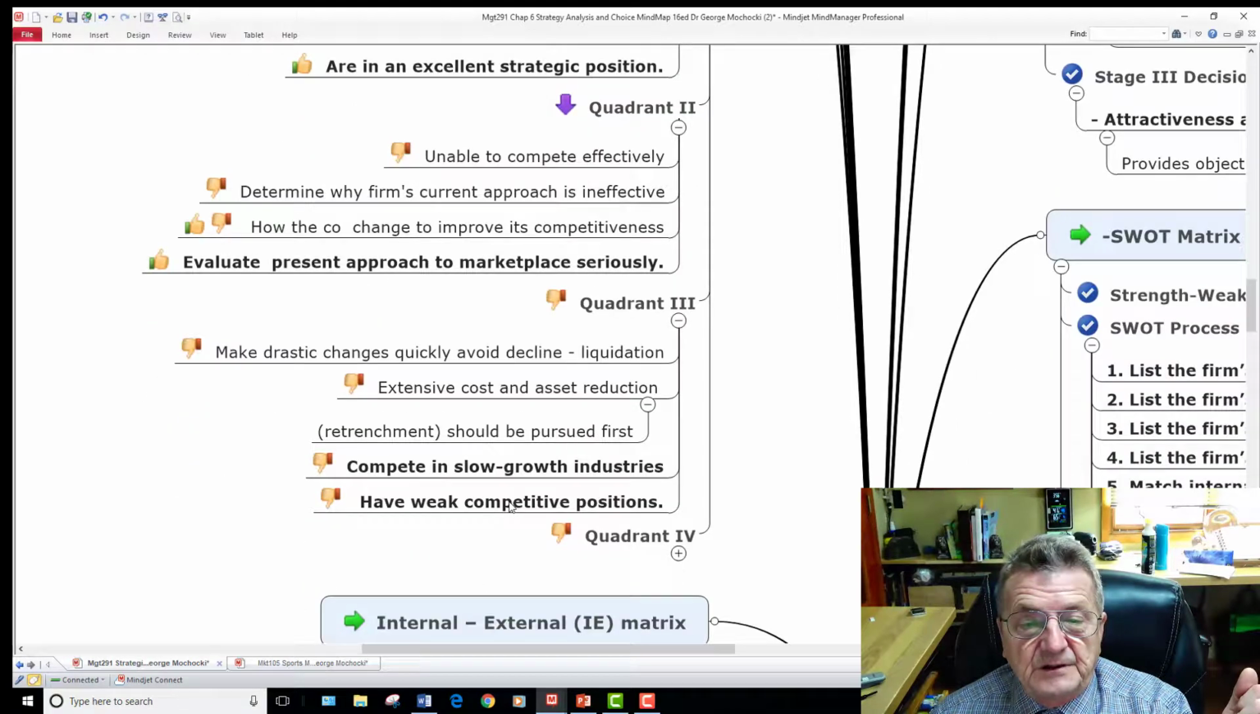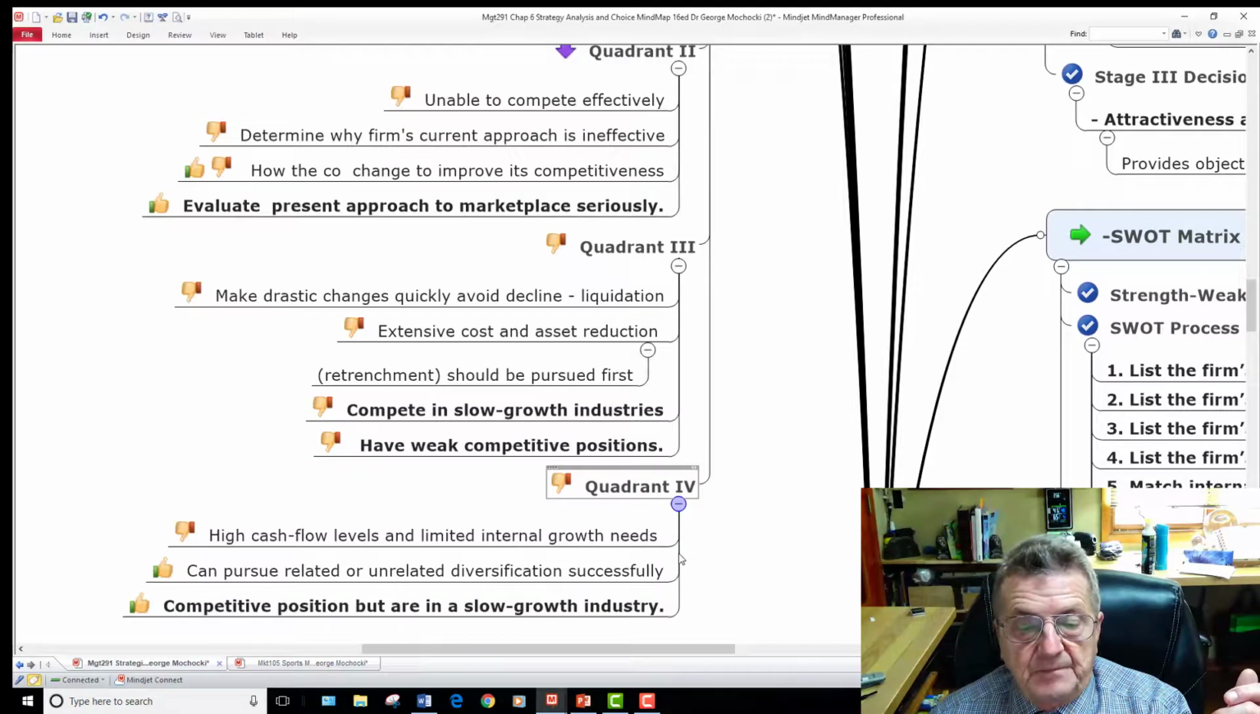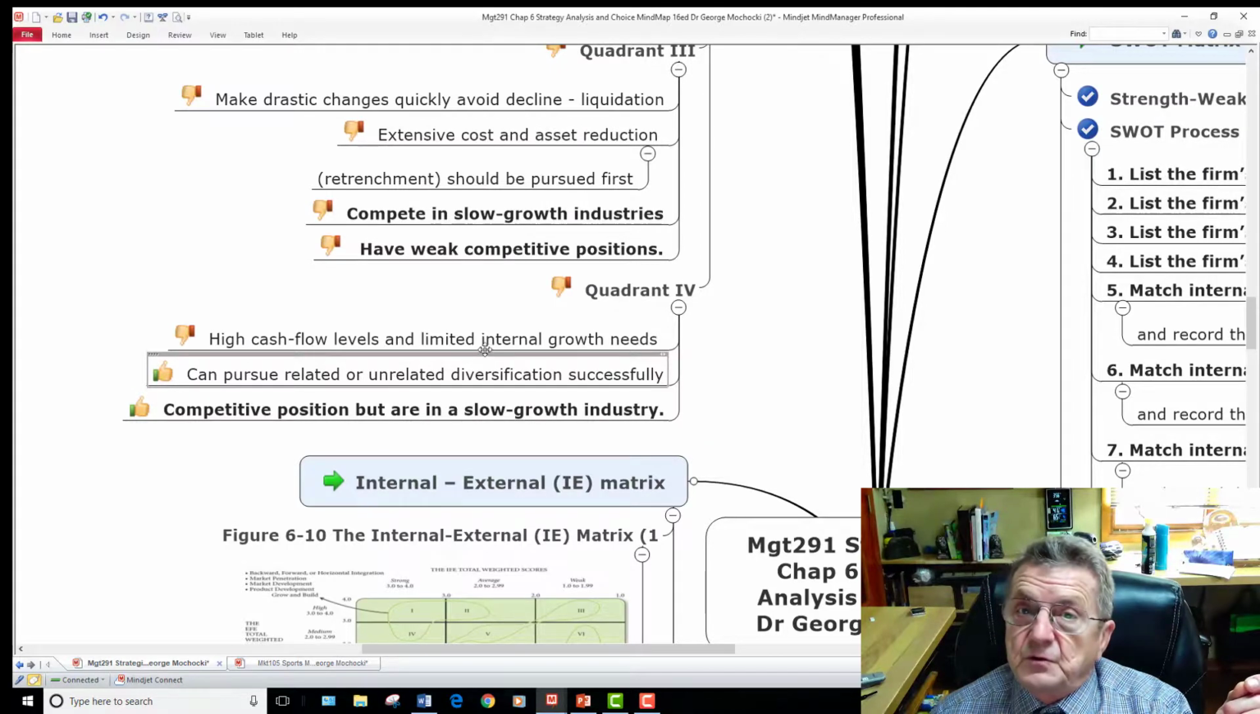Okay? And then the next quadrant is 3, drastic changes. They compete in slow growth industries and have weak competitive positions. Okay? Now the other one, quadrant 4: high cash flow levels and limited internal growth needs, can pursue related or unrelated diversification.